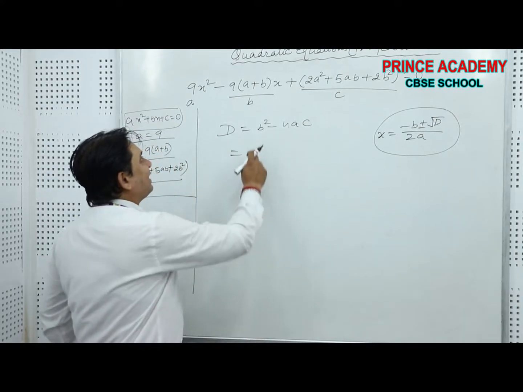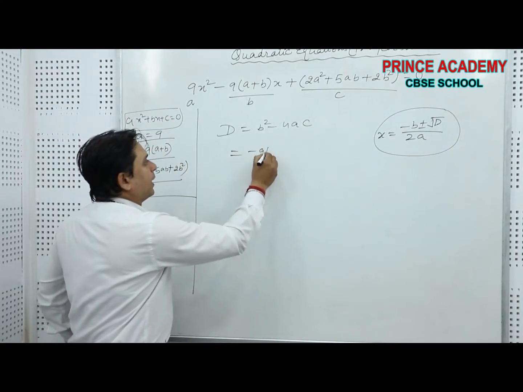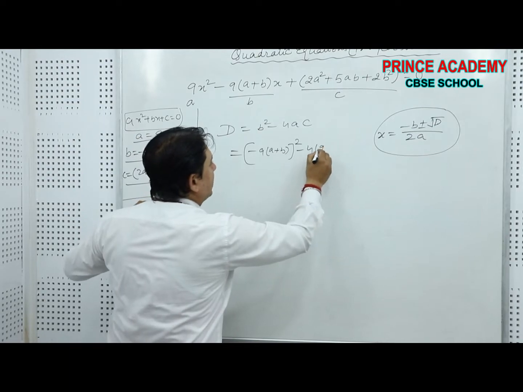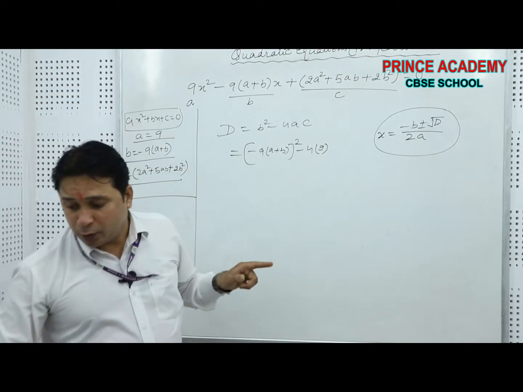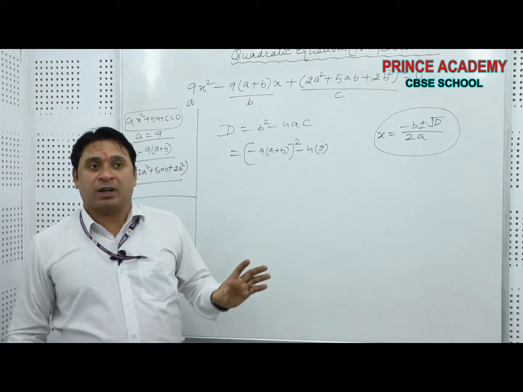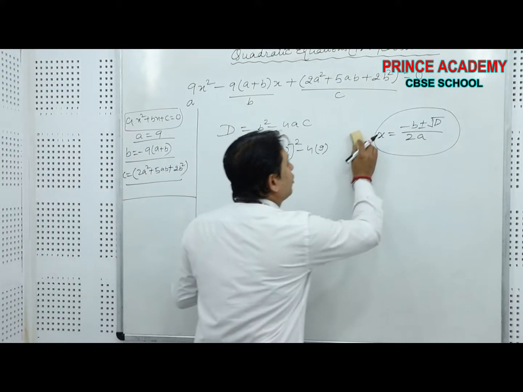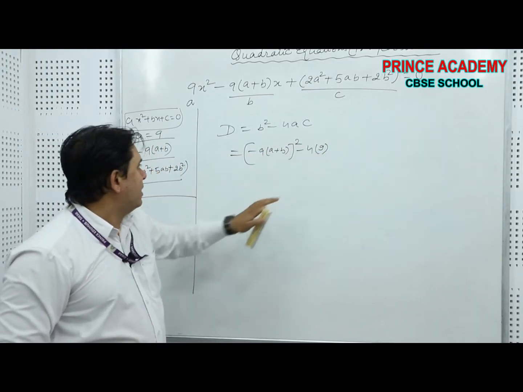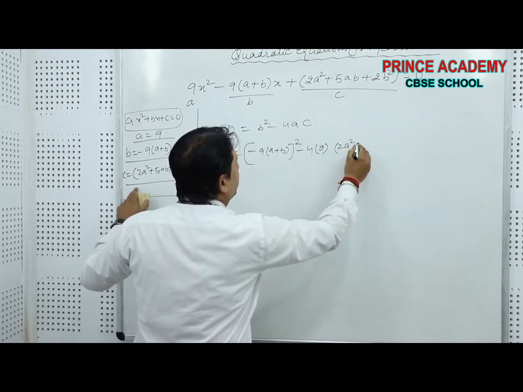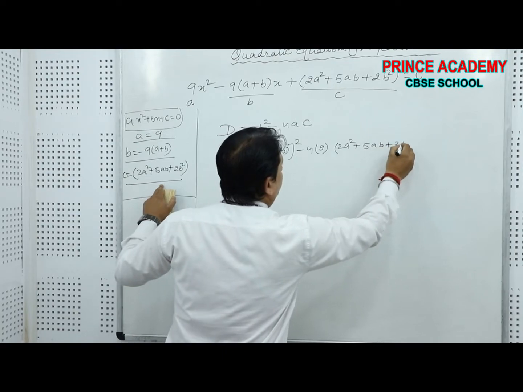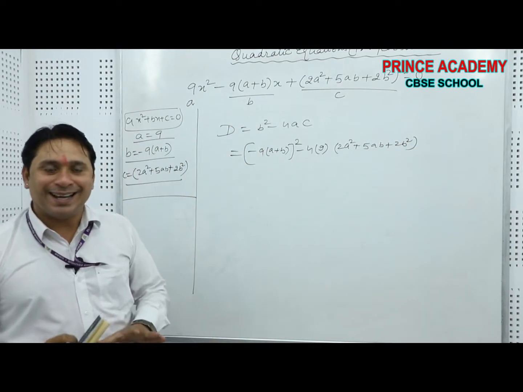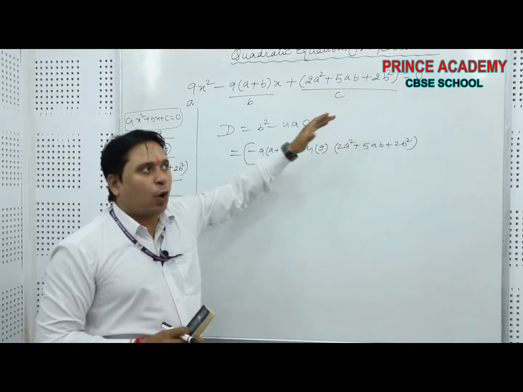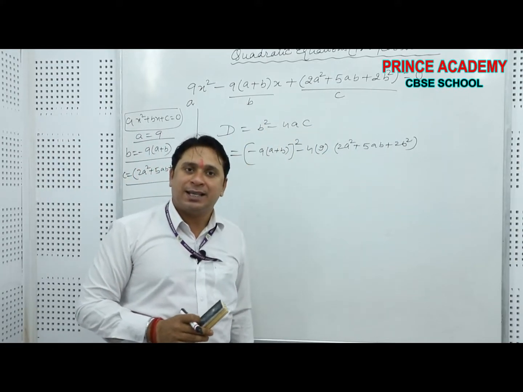Okay, now see, what is b? Minus 9 into (a plus b), this whole square, minus 4 into a is 9 and c is this one. Okay, do not panic if the calculation is a little bit lengthier. Do not panic. Very easily you will be able to solve the question. Okay, now see, b square minus 4a and the c is this portion, 2a square plus 5ab plus 2b square. Yes or no? Okay, done. What I have done here, I have just recognized the coefficients and put the coefficients in the formula. D is b square minus 4ac.